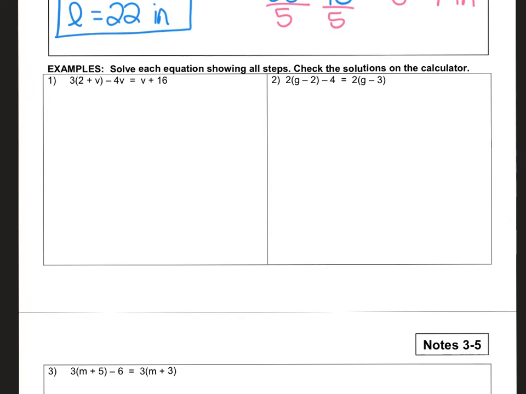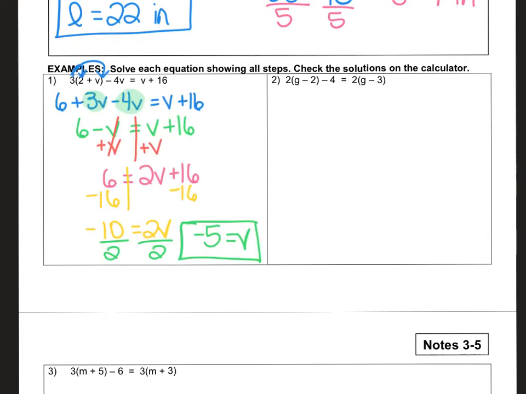Okay, so number 1 is a lot like the last note set that we did. So I'm going to have you pause the video, see if you can work through these steps. Remember that you want to distribute or combine like terms first. Then once you simplify, you want to move all the variables to one side and all of the numbers to the other side and then solve. So go ahead and push pause. Try to work this out on your own. When you're finished, push play and check your answer.